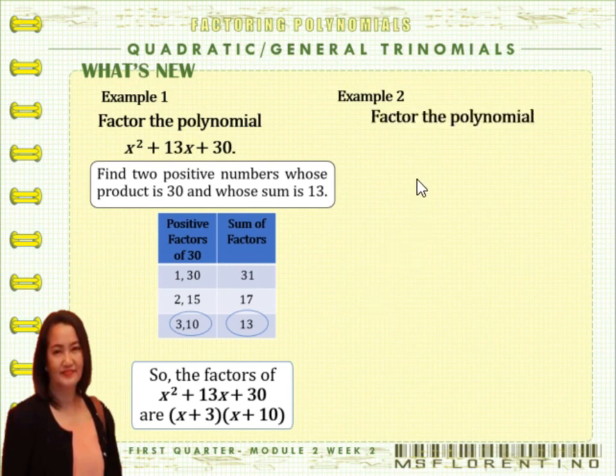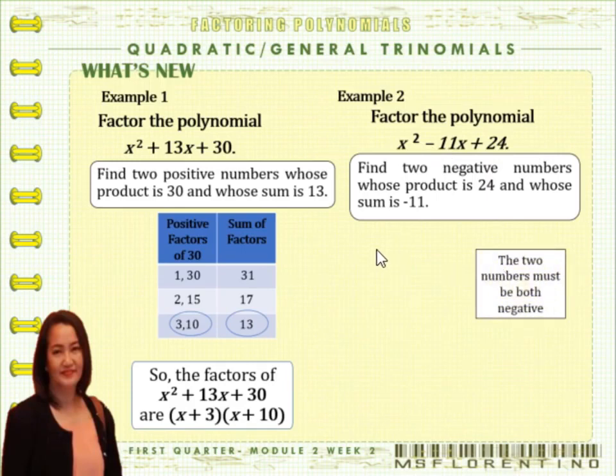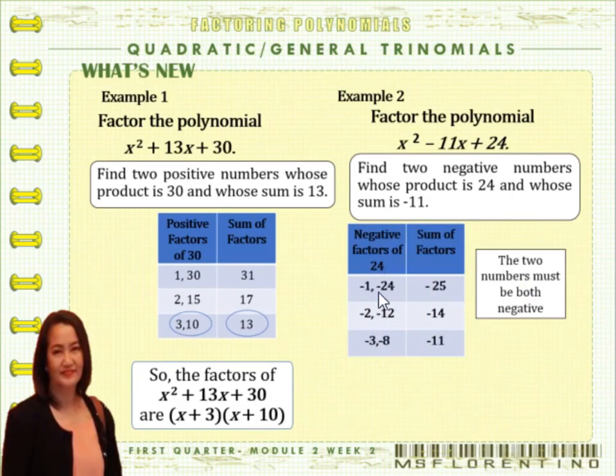Example 2. Factor the polynomial x squared minus 11x plus 24. With this example, we need to find two negative numbers whose product is 24 and whose sum is negative 11. The two numbers must be both negative. So, if we list down the negative factors of 24, we'll have negative 1 times negative 24, negative 2 times negative 12, negative 3 times negative 8.